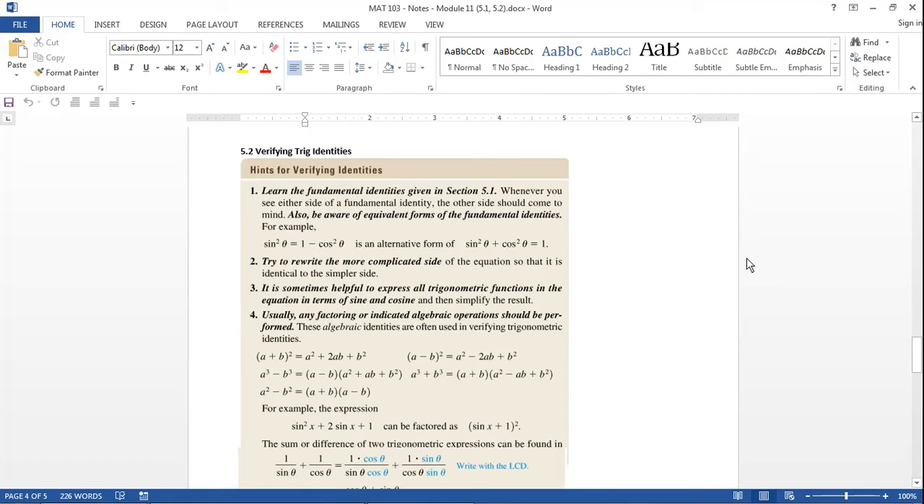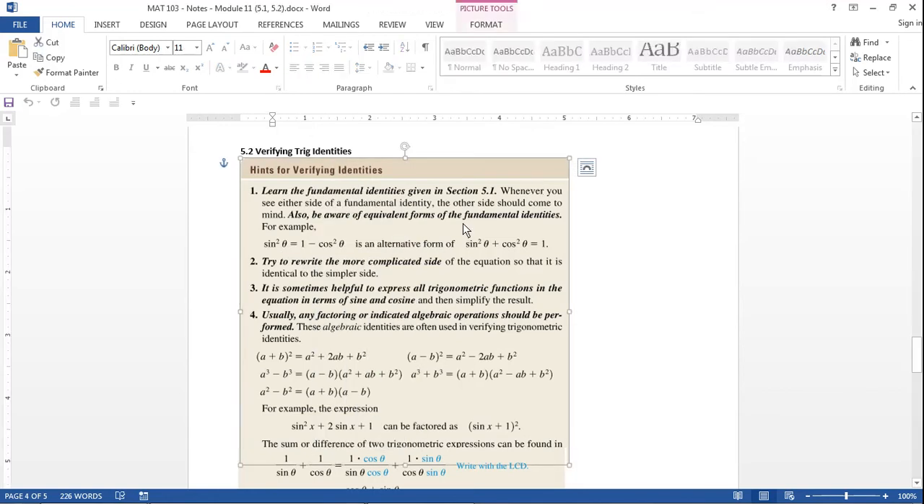You can demonstrate it by plugging in some value. Like I could plug in 45 degrees and show that the sine of 45 degrees all squared is equal to 1 minus the cosine of 45 degrees all squared. But that doesn't really prove it. That doesn't verify it. That demonstrates that it works in one case.